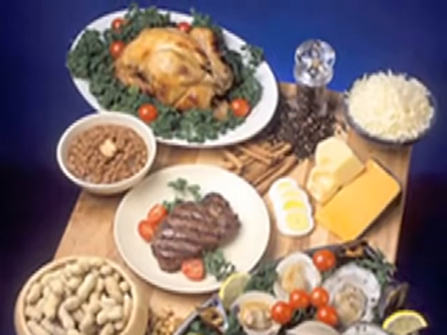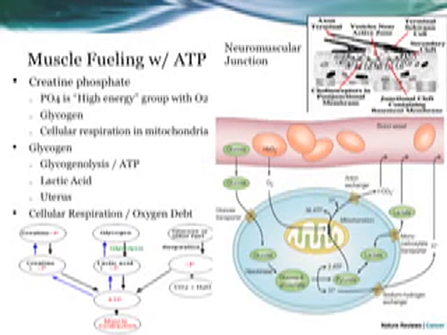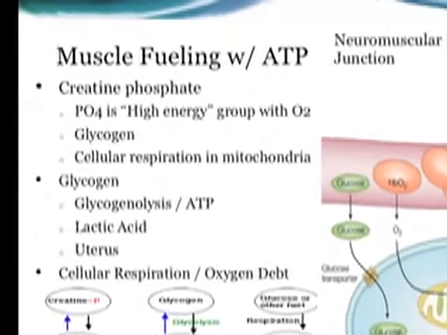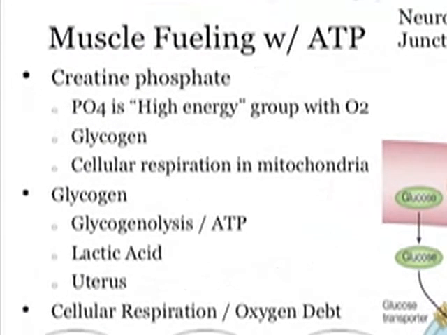Now let's talk about muscle fueling with ATP. In order for a muscle to contract, it must have a ready fuel supply. This is best accomplished through the transfer of fuel from oxygen that is transported to the muscle through the bloodstream. And again, oxygen is the great carrier of the electron energy. Now, the primary fuel for all muscle contraction is adenosine triphosphate, or simply ATP.